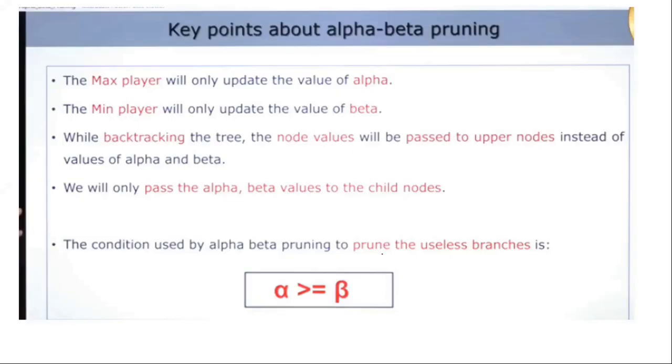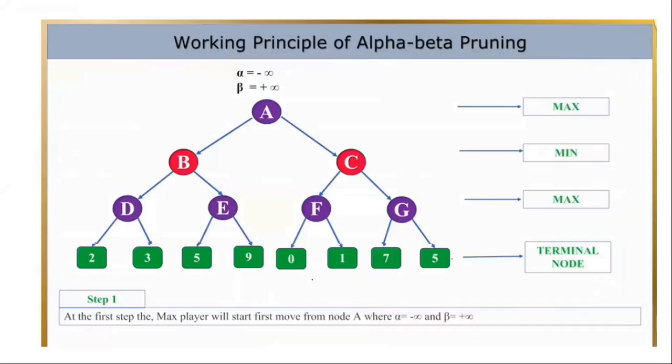And when we are pruning, as I told you, if the branch is useless, we can cut off or prune it. The condition is alpha is greater than or equal to beta. This also we have to remember. Whenever we get a situation where alpha is greater than or equal to beta, that particular node or branch we don't want to visit. Now we will see with a problem.